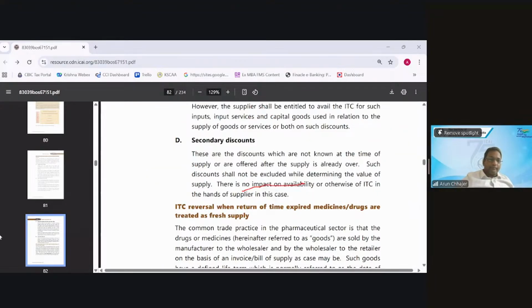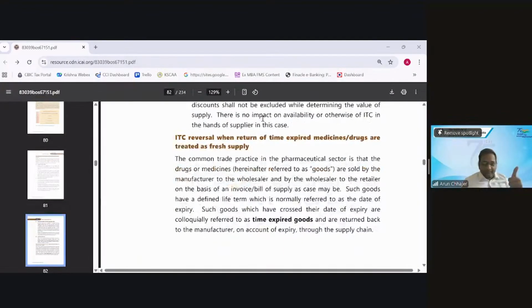And in future, in this month only, one more circular has been issued to get more clarity on the secondary supply discount. In this month only they've issued one more circular by which more clarity has been given, but the crux I have given: there is no requirement of reversal of ITC. Okay, is it okay?